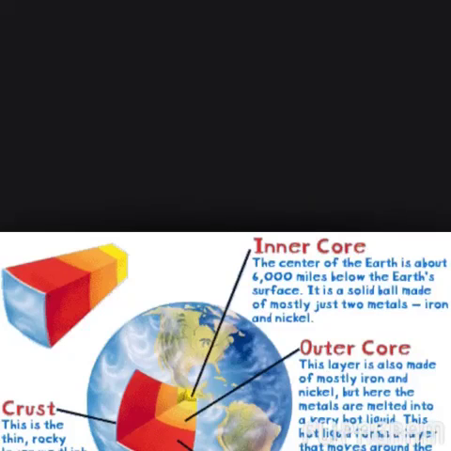The crust is the thin rocky layer which we think of as Earth's surface. Its thickness changes from 50 miles to 3 miles. The mantle is rock hard, but it actually flows around the outer core, moving about as slowly as your fingernails grow. The outer core is made of mostly iron and nickel, but here the precious metals are melted into a very hot liquid. This hot liquid forms a layer that moves around the inner core.